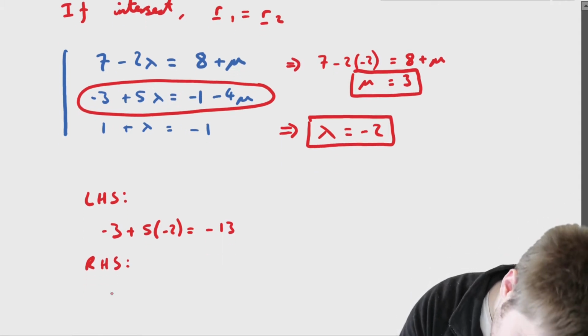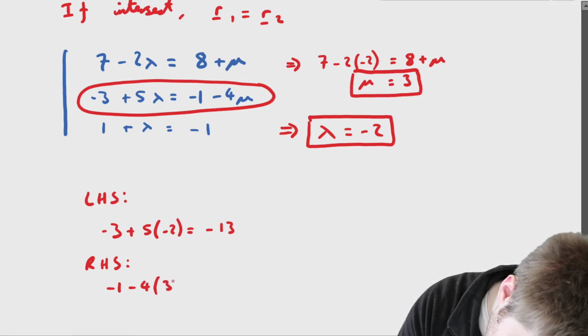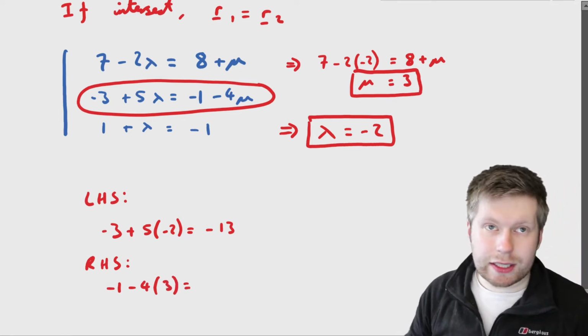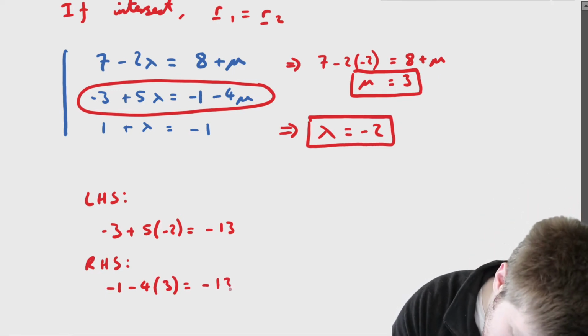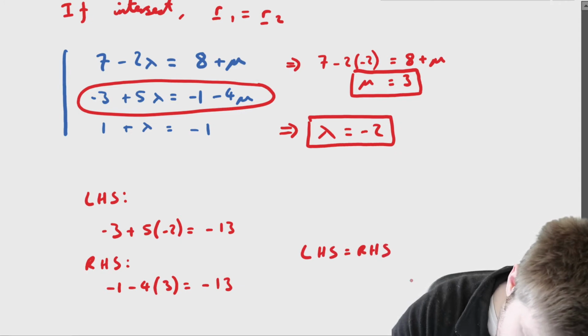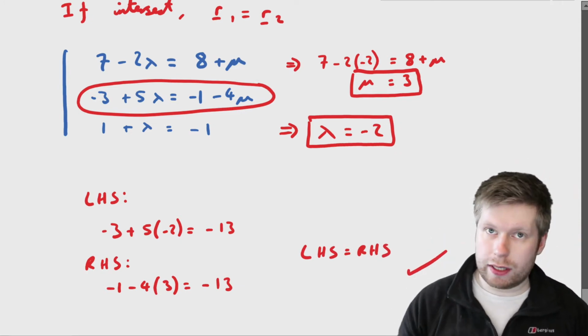Well, -1 minus 4 times 3. Well, okay, 4 times 3 is 12. That's going to be negative 12. Then if I take away 1, lo and behold, that's equal to negative 13. So because the left-hand side equals the right-hand side, that means that it works, okay? But I've also been tasked to find the point of intersection.